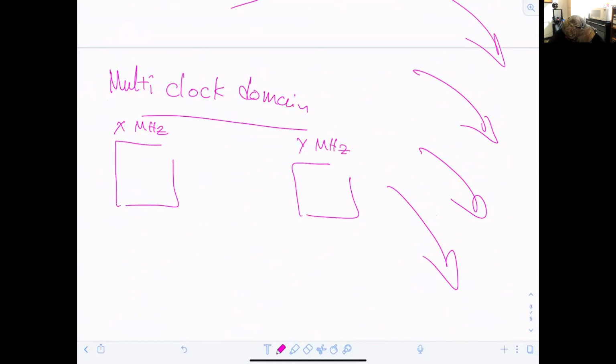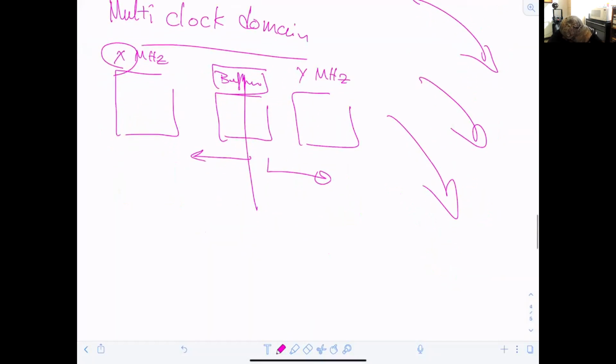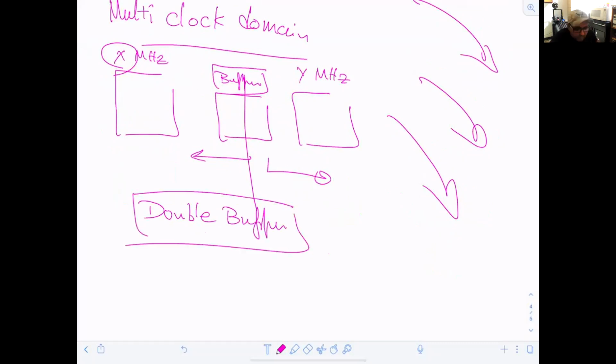In that case, if those guys have to talk to each other, we have to have something in the middle, which is called a buffer. This side will be with X, and this side will be with Y. That's called a double buffer. So you need something like that, right?